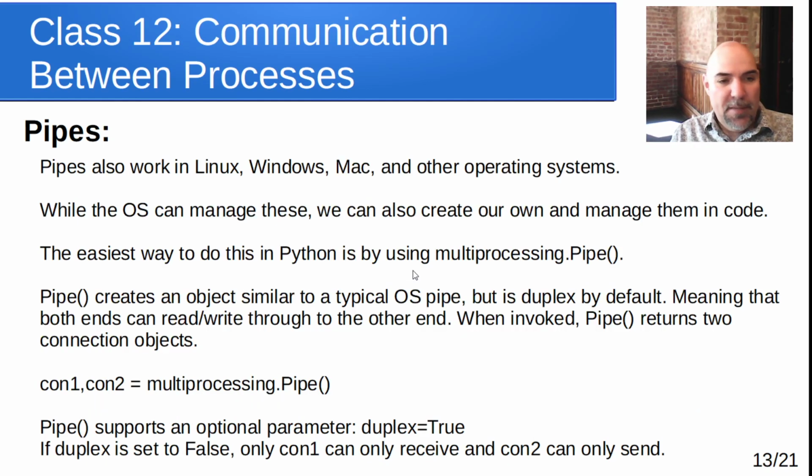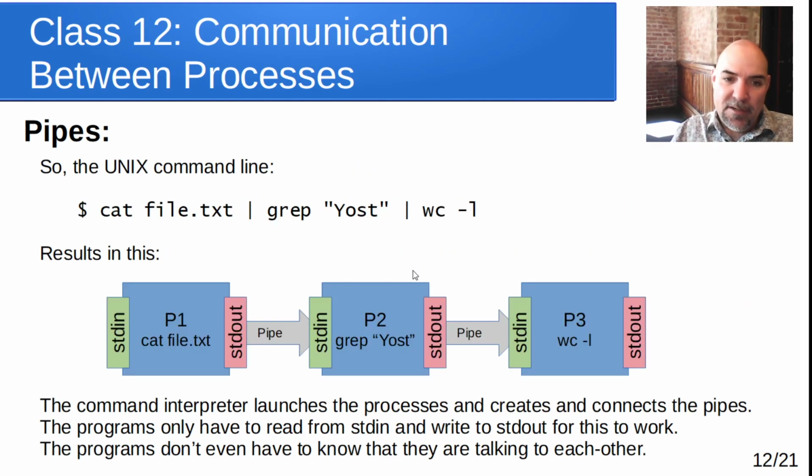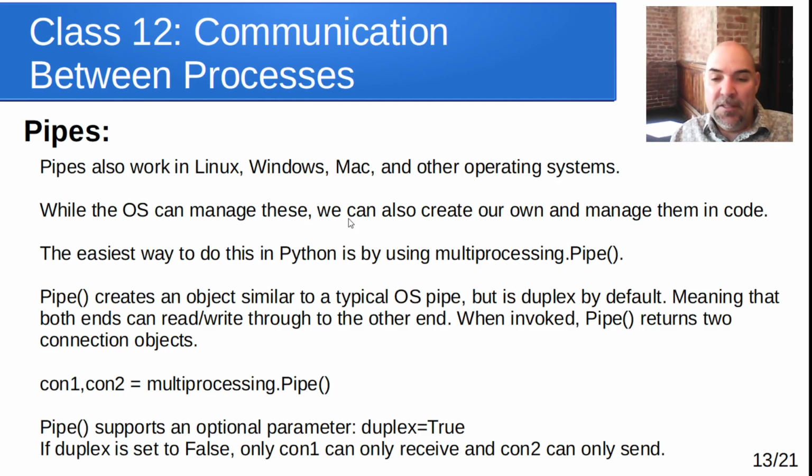Okay, so pipes exist in operating systems, Linux, Windows, Mac, other operating systems implement that as well. And the OS can manage those. We can also create our own and manage them in code. So just like on the command line back here, we let the operating system create those and link them up. We can also write code that does that ourselves. And the easiest way to do that in Python, in a cross-platform way anyway, is using multiprocessing.Pipe, which creates one of these pipe objects. So that creates an object that's similar to a typical operating system pipe.